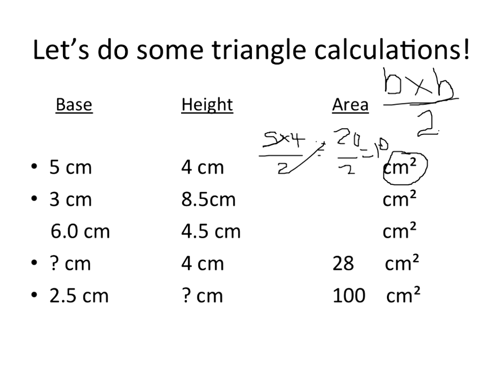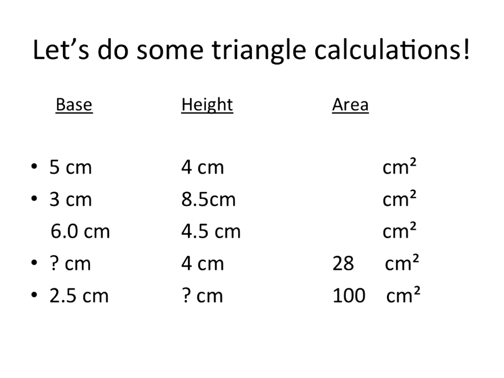We'll clear off the page. Let's see if we can figure it out. So the next one is 3 centimeters along the base, 8.5 for the height. Good. Some people are getting onto this really quickly. Jasmine got it quickly. Zainab got it quickly. Good. So what we did was we took 3 times 8.5.